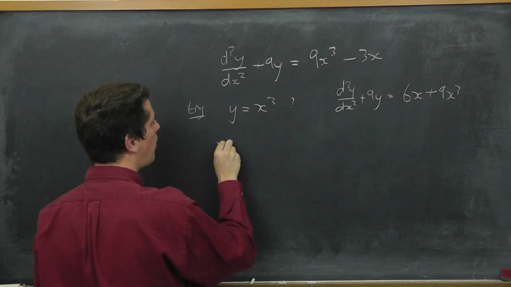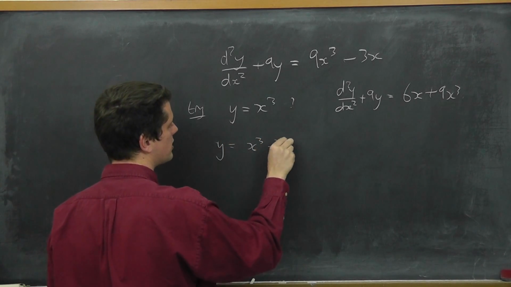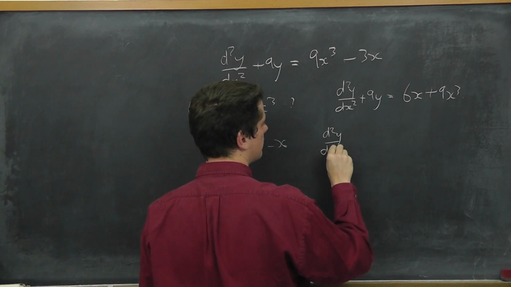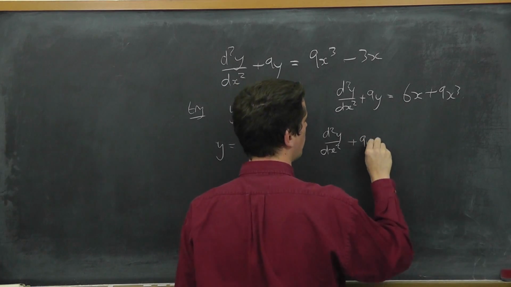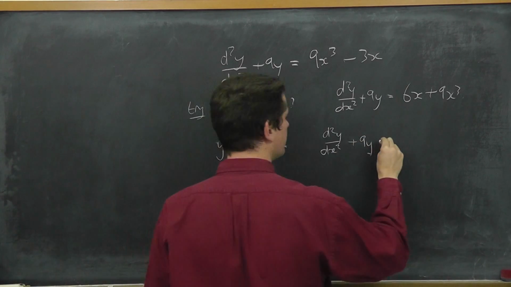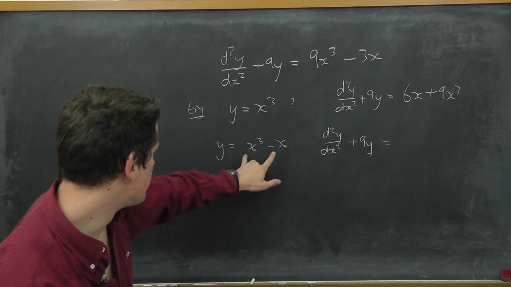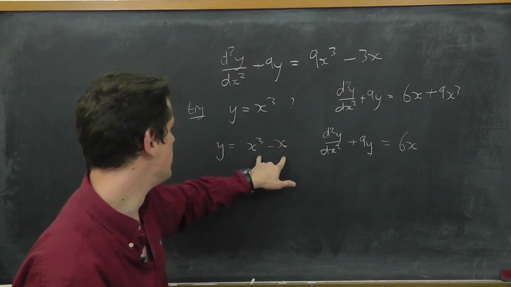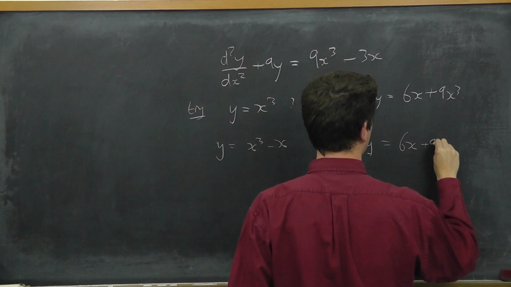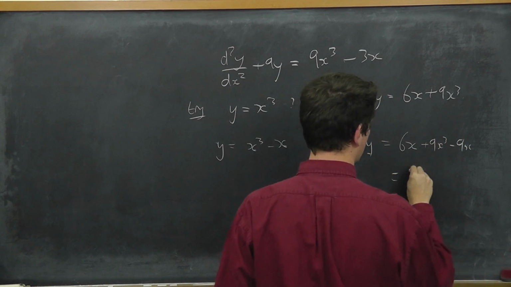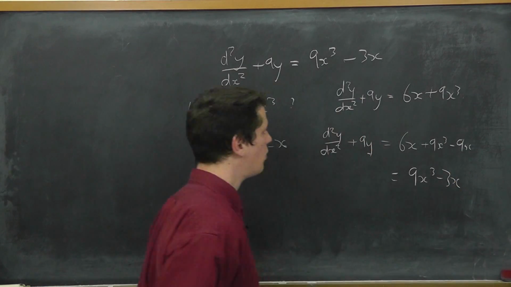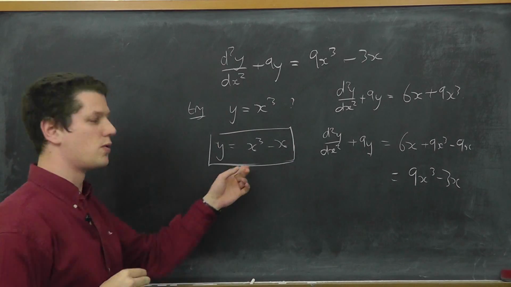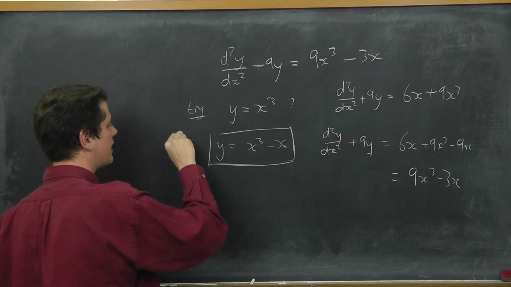So if we try y equals x cubed minus x, then we get the left-hand side, d2y by dx squared plus 9y, is equal to, well, the second derivative of this is 6x minus 0, and 9 times this is 9x cubed minus 9x, and that's equal to 9x cubed minus 3x, which is exactly what we wanted. So this is one solution to this differential equation, so we found our particular integral.